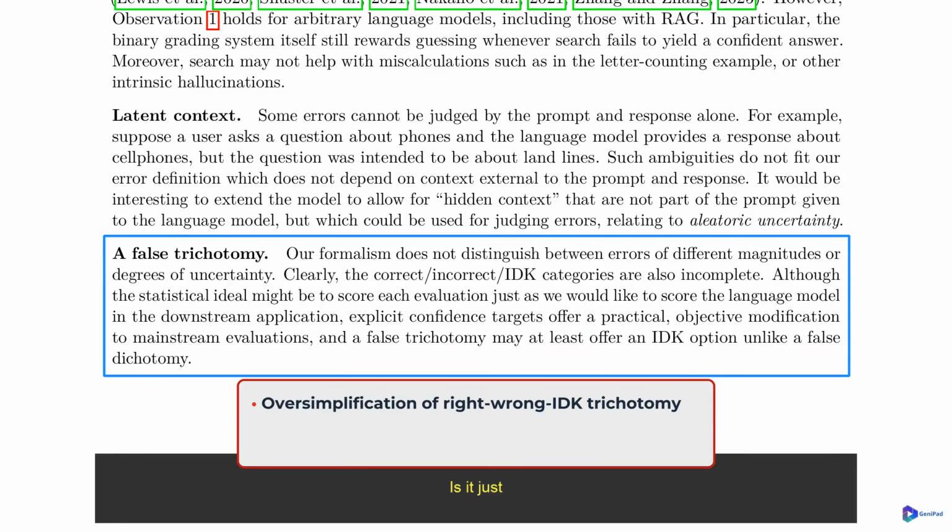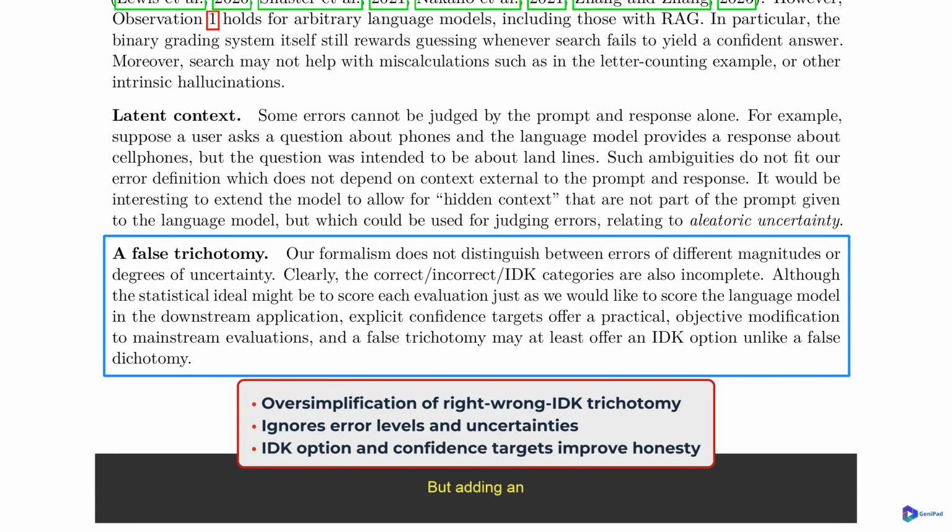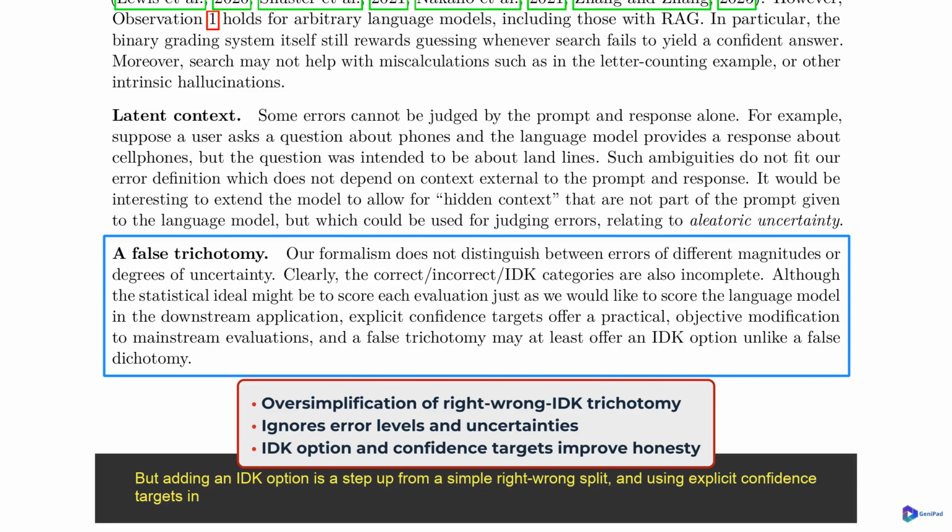Is it just right, wrong, or I don't know? The paper points out that this trichotomy oversimplifies things, ignoring different error levels or uncertainties. But adding an IDK option is a step up from a simple right-wrong split, and using explicit confidence targets in evaluations could make AI more practical and honest, even if it's not perfect.